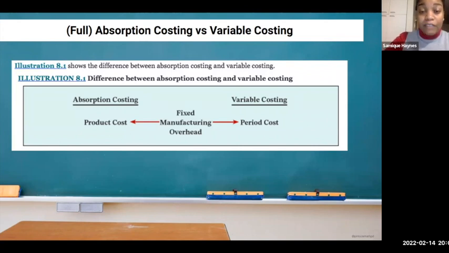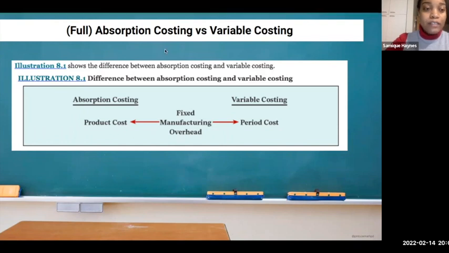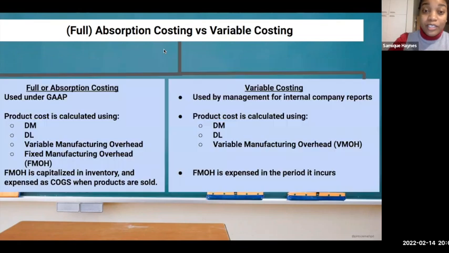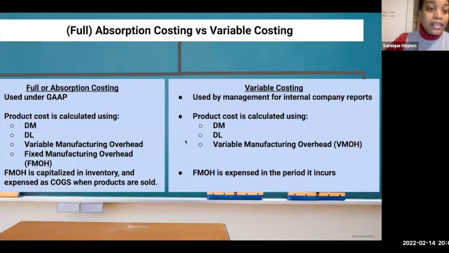So again, what's the major difference between absorption costing and variable costing? What is the thing that causes the major difference? If you understood what we did before, you should be able to answer that question. Fixed manufacturing overhead, thank you. Fixed manufacturing overhead is included in the product cost under absorption costing, but in variable costing, it's not included in the product cost. It's expensed down here at the bottom as an operating expense. Everybody gets that.